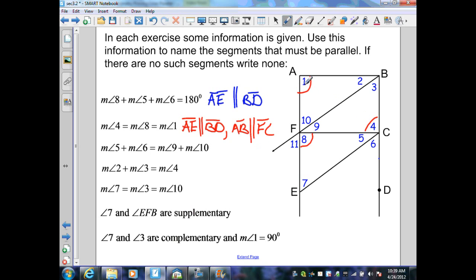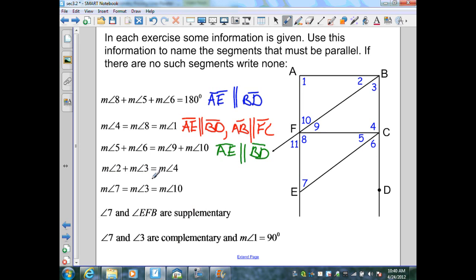Angles 1 and 4 do not have a transversal between them. Therefore, I can relate no theorem in this section to parallelism with those two angles. The measure of angle 5 and 6 equals the measure of angle 9 and 10. The transversal is FC. The other two lines that form them are AE and BD. If alternate interior angles are congruent, then two lines cut by a transversal are parallel.